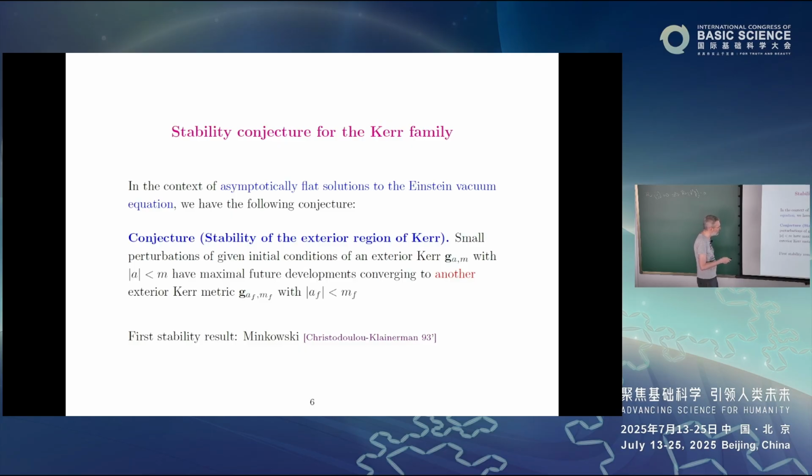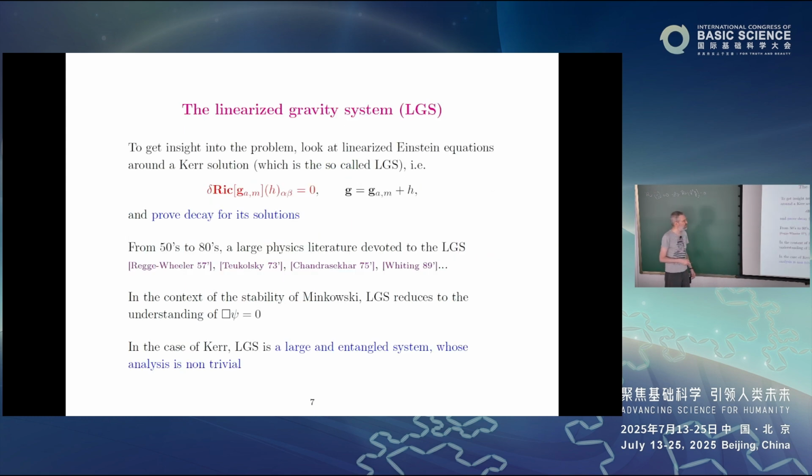What I want to do in the rest of the talk is tell you about the history of this problem, starting with the physics literature. And then I want to present to you a recent result which we have obtained on the resolution of this conjecture under the restriction that the absolute value of a is much less than M, which means the case of slowly rotating Kerr black holes. Okay, but let me start with the history.